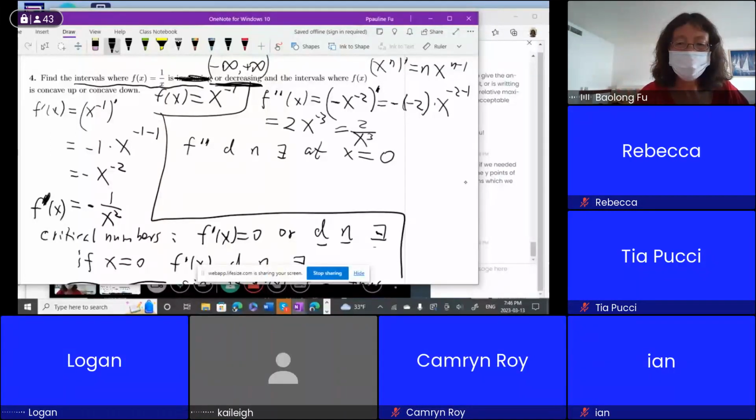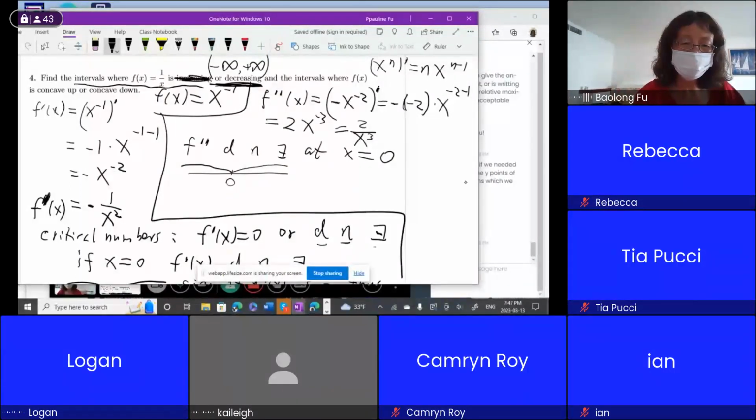But the second derivative will never equal 0. So we try to find what numbers make the second derivative not exist. We found that number, x equal to 0. Once we identify this point, it divides the real number line into 2 intervals. One is from negative infinity to 0. The other is from 0 to positive infinity.